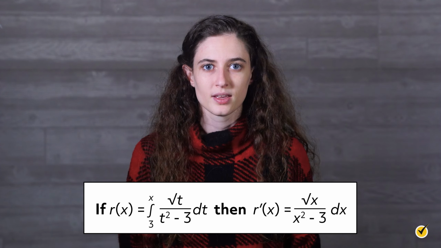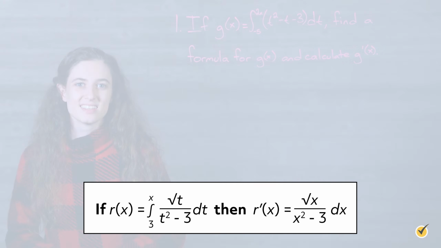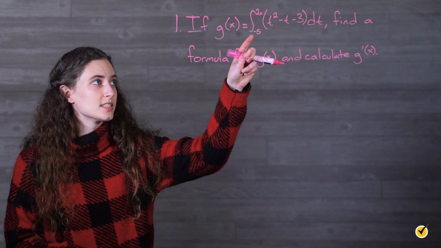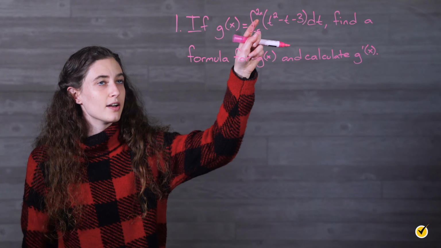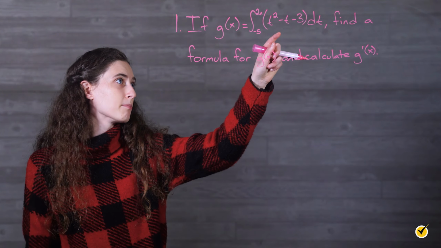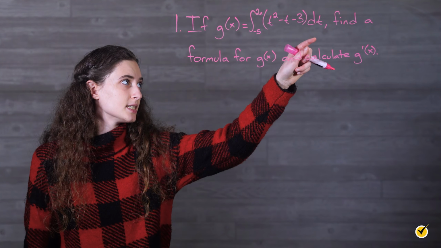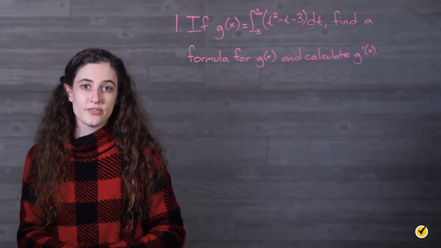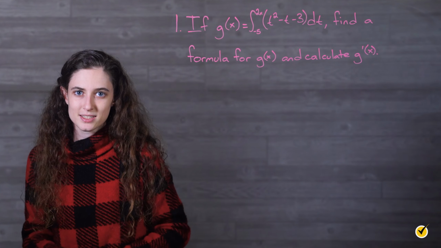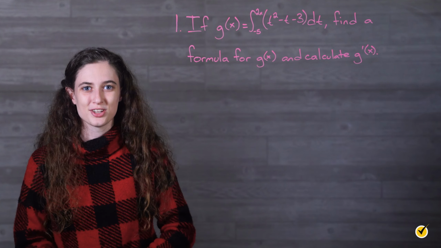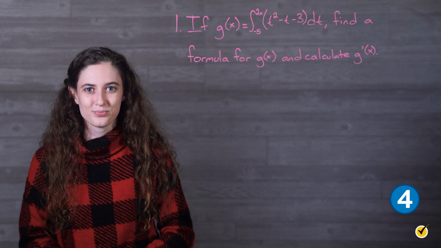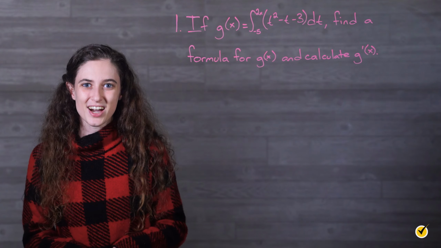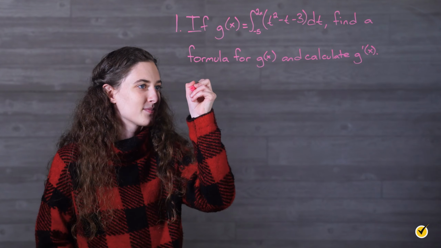This is especially powerful with more complex antiderivatives like this. Let's get a little practice in. Number 1. If g of x is equal to the integral from negative 5 to 2x of t squared minus t minus 3 dt, find a formula for g of x and calculate g prime of x. Pause the video and try this one on your own. Think you've got it? Let's work it out together.